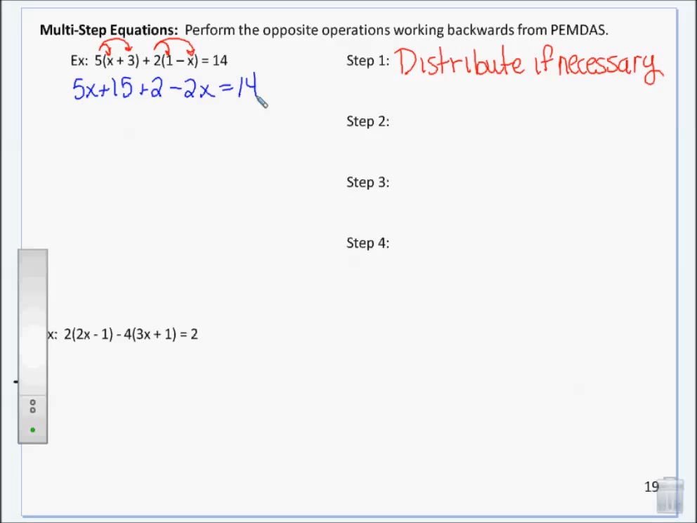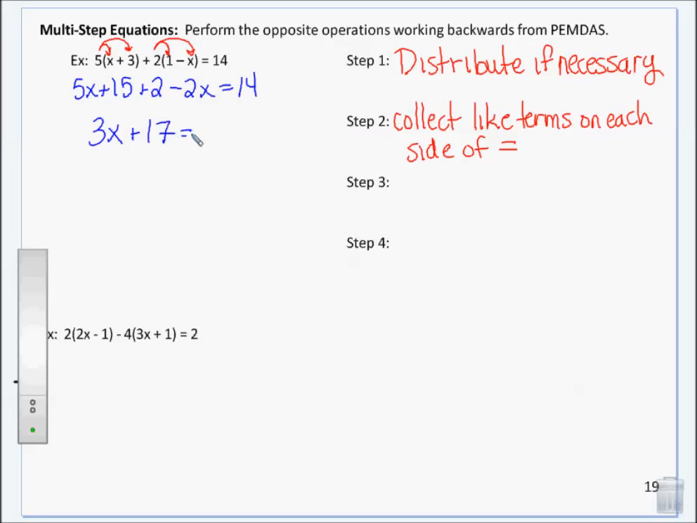Okay. Then we're going to collect like terms. Sometimes we have to do that on both sides of the equal sign. In this case, 14 is already by itself, so we don't have to do anything to it. It's just hanging out. So we only have to collect like terms on one side, and I have 5x minus 2x. So it gives me 3x, and 15 plus 2 is 17. Okay.